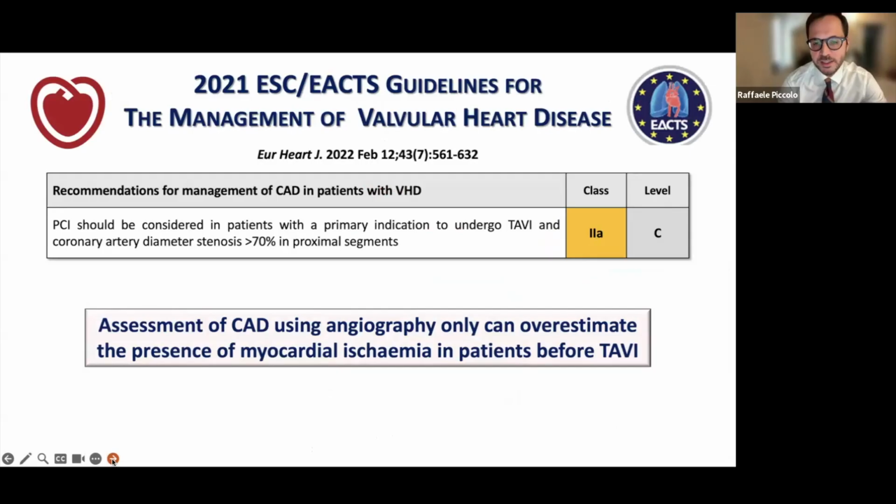Now comes the next one, I would say like the status quo. So which is the recommendation from ESC guidelines in terms of coronary artery disease management in patients undergoing TAVI. Well, as you can clearly see from this recommendation, the class and the level of recommendation in the 2021 guidelines was quite low. So we had very limited evidence, which, however, was summarized in this recommendation, indicating PCI in patients with stenosis more than 70% in the proximal segments of the epicardial territory.